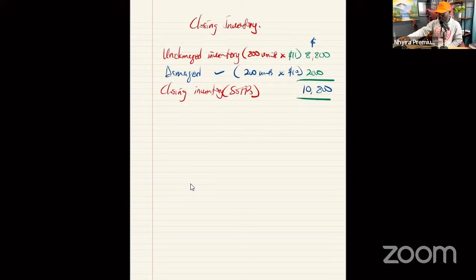Okay, so that is the idea about inventory in that particular case.